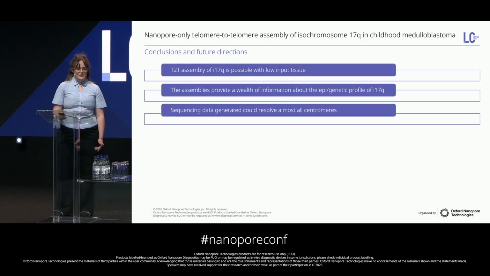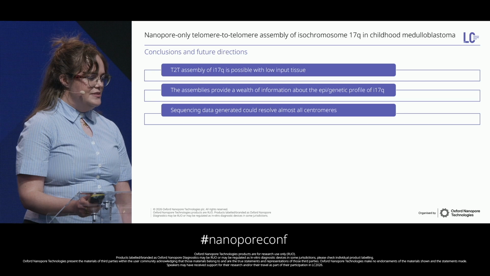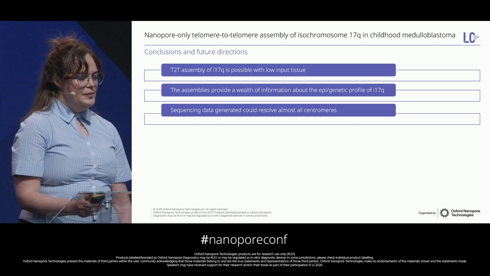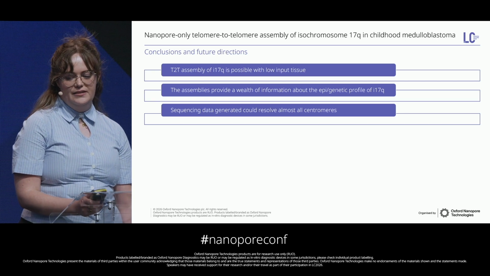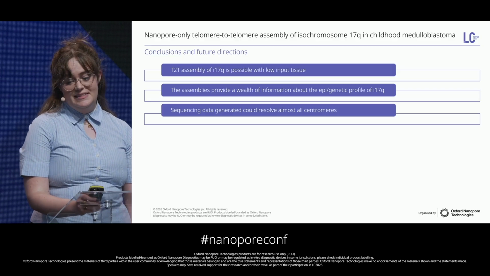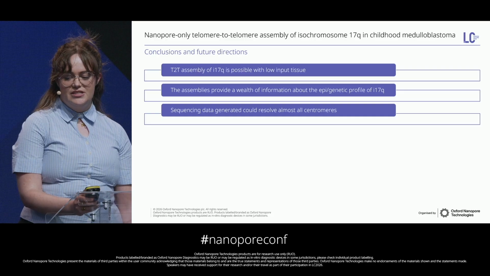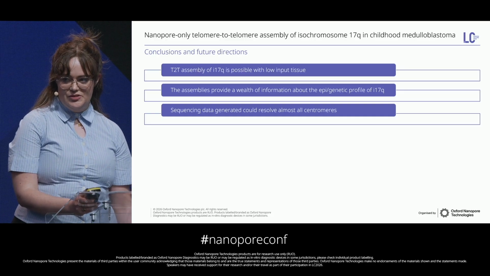So hopefully what I've been able to show you is that T2T assembly of isochromosome 17q is possible with low input amounts of tissue, and that these assemblies provide a wealth of information about the epi and genetic profile of a structural variant. Importantly, the sequencing generated here could resolve almost all centromeres, which is a region that we've never really been able to look at in medulloblastoma.